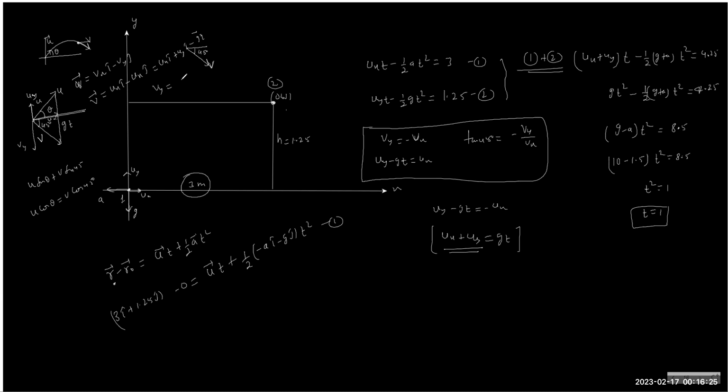So eventually it will lead to the same answer: Ux minus Uy, Ux plus Uy will be gt. This will come eventually. So from the vector form also we cannot replace. This is how we have to go on with the component method.